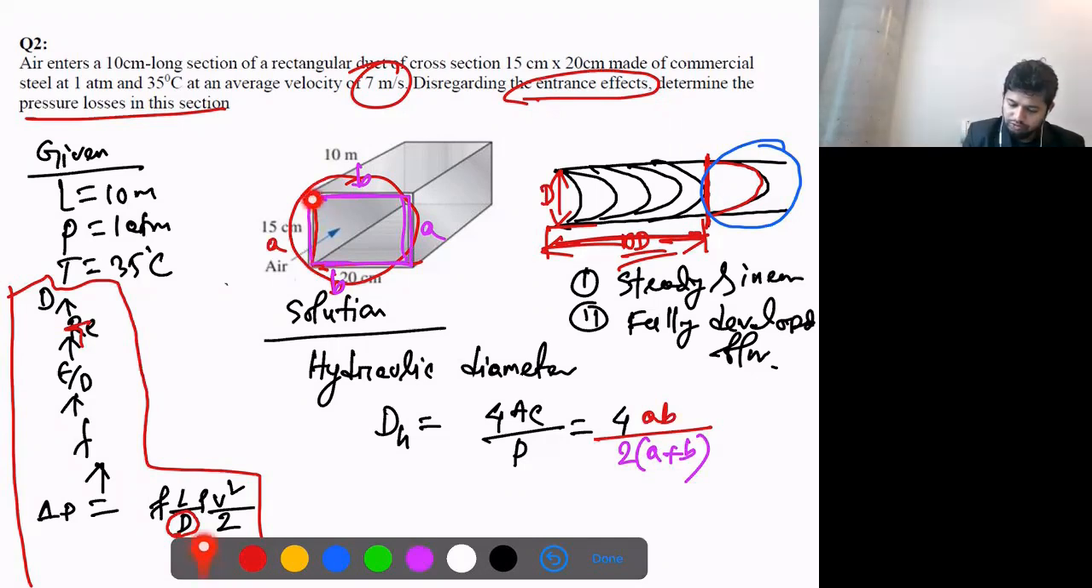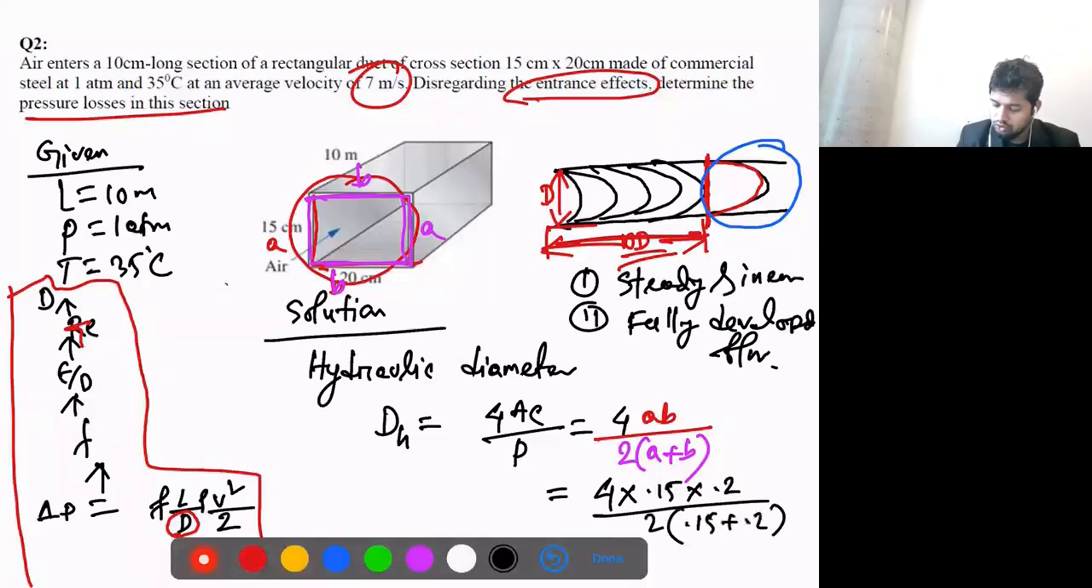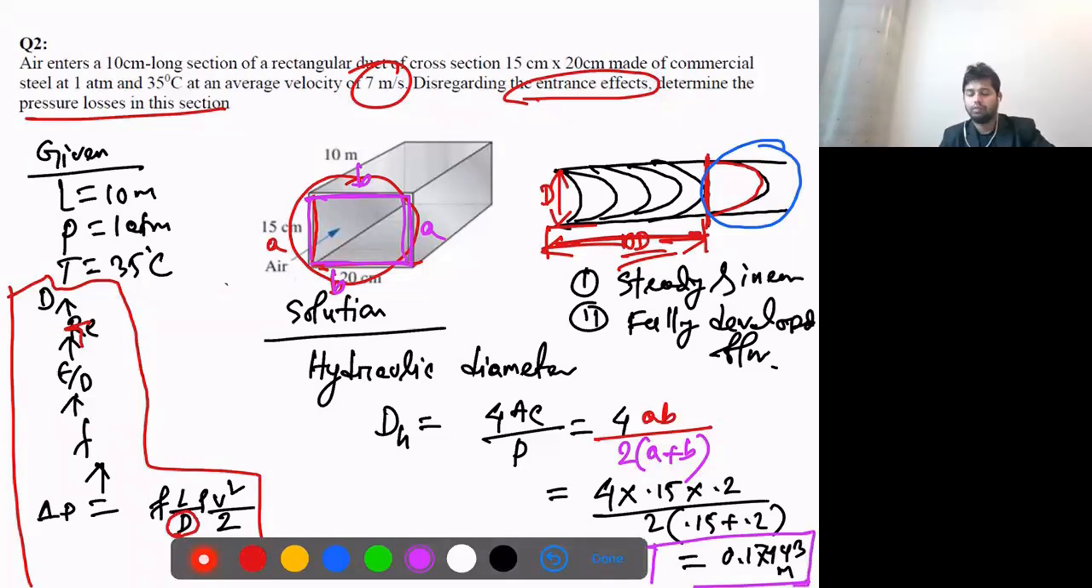If I say this is A, this is also A. If it is B, this is also B. Now substitute all the values. This is 4 times, A equals 15 centimeters, that means 0.15, and B is 20 centimeters, that means 0.2, over 2 times (0.15 plus 0.2). So the hydraulic diameter is 0.1743 meter. This is the hydraulic diameter for this problem. We're going to use this diameter when we calculate the Reynolds number and the pressure loss. Now just calculate the Reynolds number.